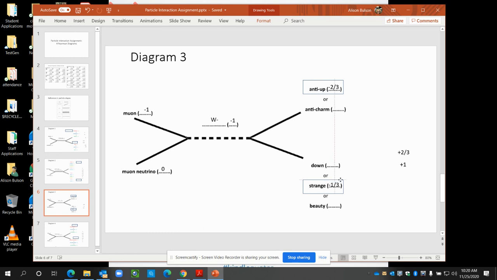And I check to make sure that charge is conserved, my last step. Before the interaction, I have a charge of -1. Within the interaction, the force particle, I have a charge of -1. And the result of the interaction, -2/3 plus -1/3, is -1. So this is a valid Feynman diagram for a possible interaction of a muon plus muon neutrino.